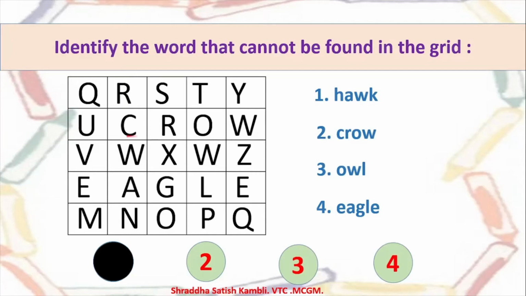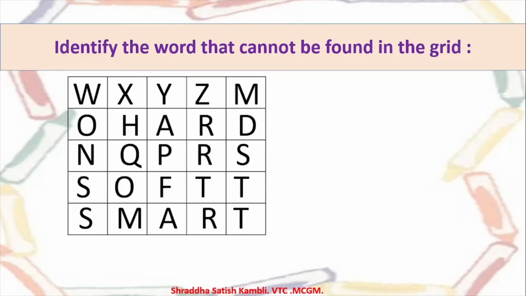Let's see. So see, this is CROW, crow. Then you have OWL, owl, and you have EAGLE, eagle. So what did you not find? We did not find HAWK, hawk. Alright, so this was the paper pattern, question pattern, where we identified words that could not be found in the grid. Let's take a look at one more example.